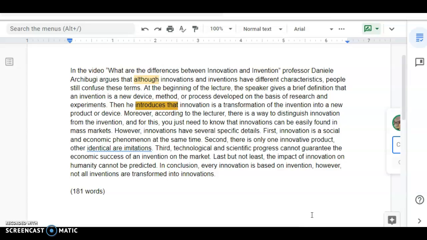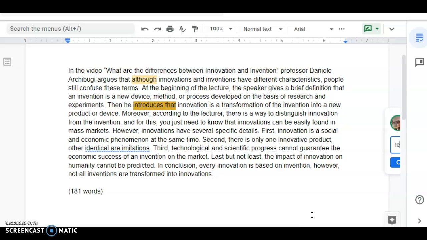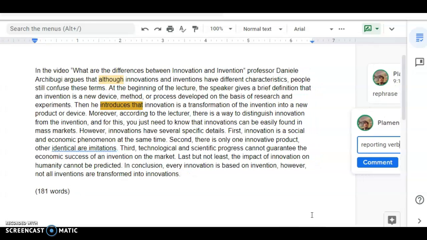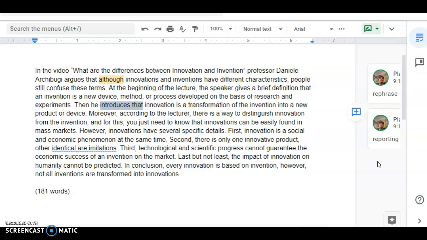You usually introduce something. You don't introduce that something. You see what I mean? So some reporting verbs are followed by "that": states that, argues that, claims that, asserts that. Others are simply followed by the object: introduces the concept of, right?